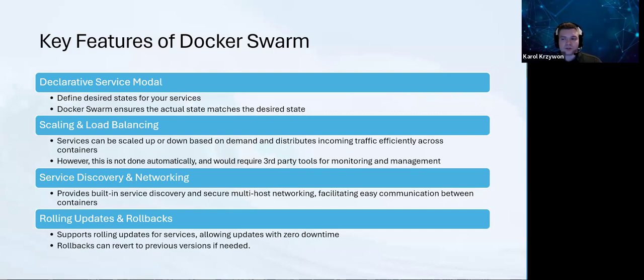Docker Swarm also excels in service discovery and networking, providing built-in mechanisms that facilitate easy communication between containers. It supports rolling updates and rollbacks as well, allowing us to update services with zero downtime and to revert to previous versions if necessary. And its advanced networking features include overlay networks, ingress routing, and service-to-service communication, enhancing the flexibility and efficiency of containerized applications.